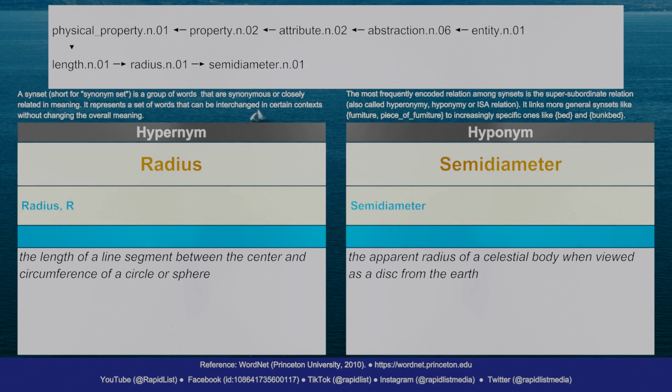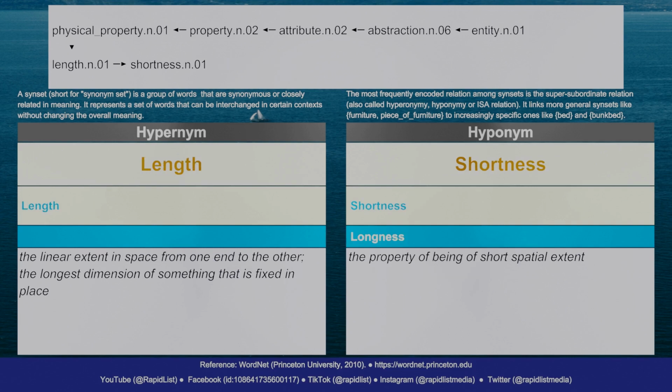Semidiameter. The apparent radius of a celestial body when viewed as a disk from the Earth. Shortness. The property of being of short spatial extent. The shortness of the channel crossing.